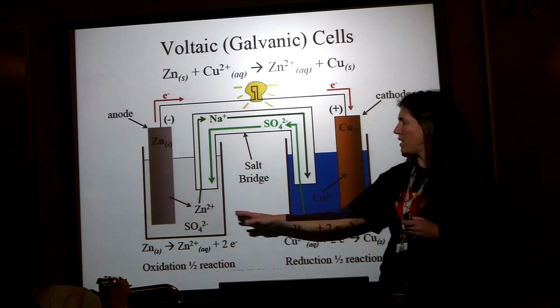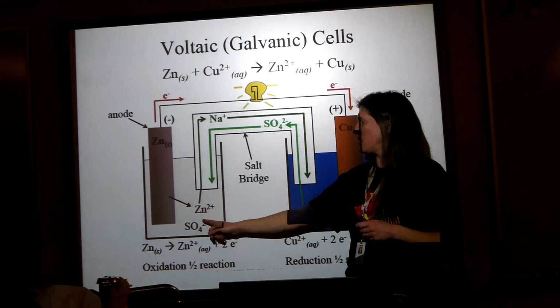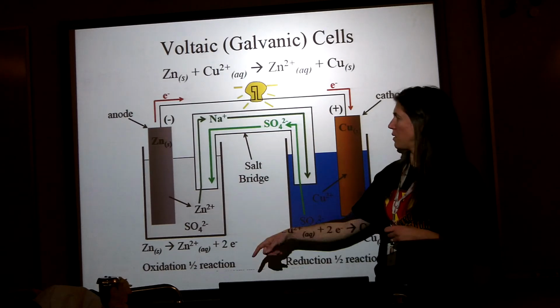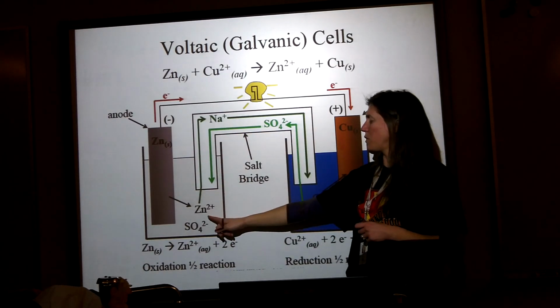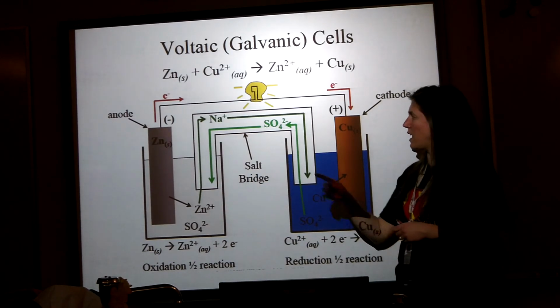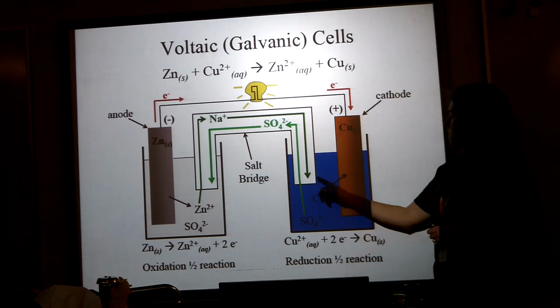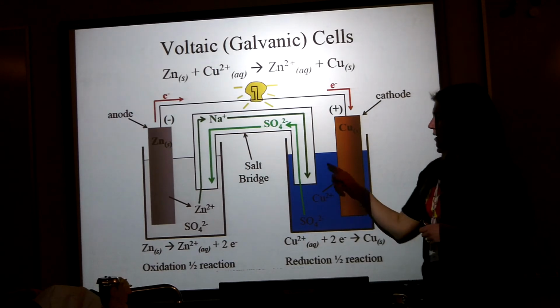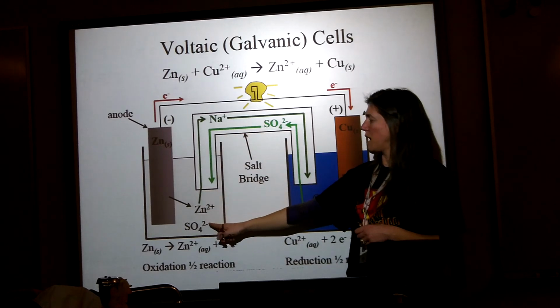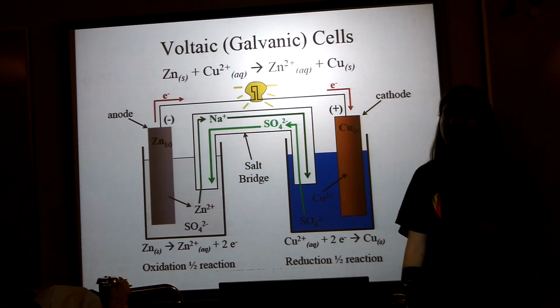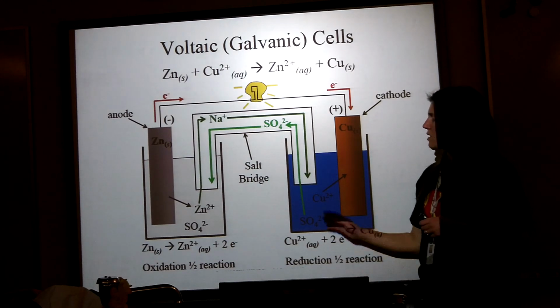On this side, I am generating positive ions. So to keep this side neutral, for every 1 zinc ion I produce, a sulfate ion is going to travel over here in order to keep this solution over there neutral. So the cations in the salt bridge are going to move over here towards your cathode because in that half cell, that's where my cations in solution are being used up. The anions are going to travel over here towards your anode because over here at the anode, that's where you're generating positive cations. And again, the goal is to keep the solution neutral.